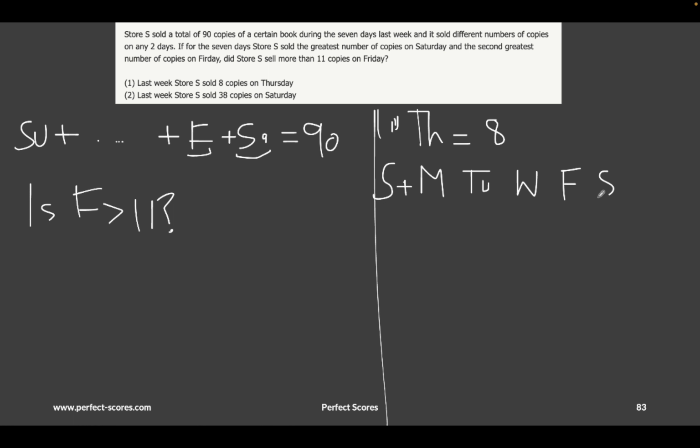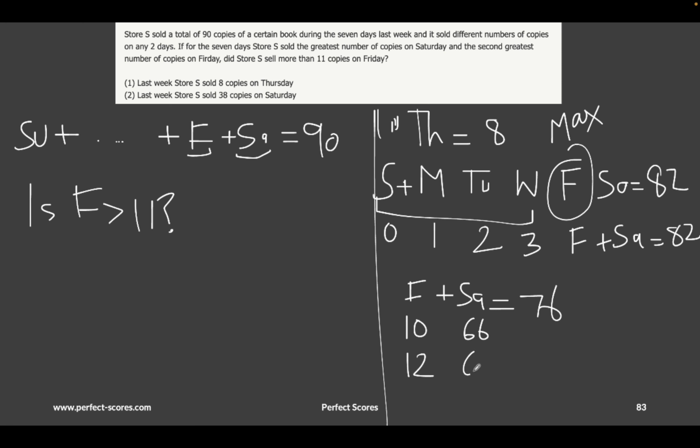Well, I can make this 10, then this will be 66, that's possible. Or I can make this 12, then this would be 64, that's possible. So I can make Friday less than 11, I can make Friday greater than 11, that means this statement is insufficient. Let's move on to the second statement.